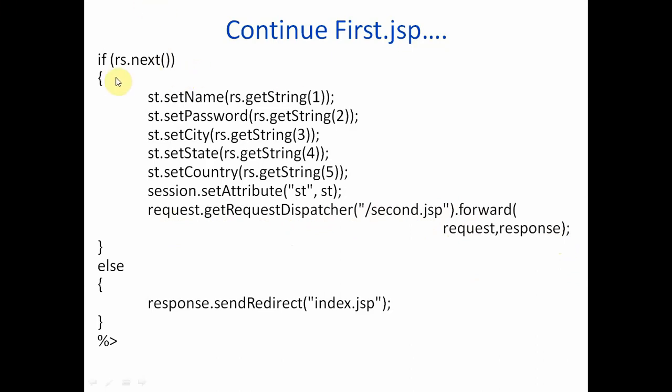In case we don't get any data, for example if we have given the wrong username and password, then we will not have any record. In that case we move to the else block and write response.sendRedirect index.jsp, meaning we go back to index.jsp. But in case of a correct username and password, we enter the if statement, execute the set commands, and then dispatch the request to second.jsp.